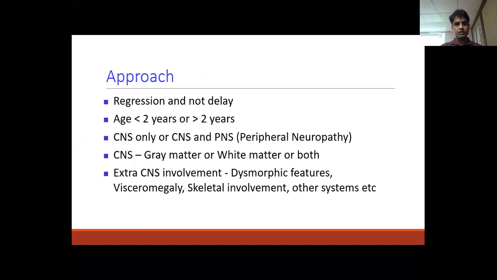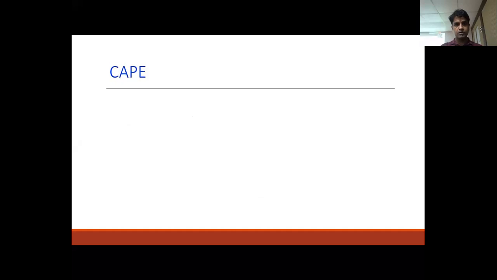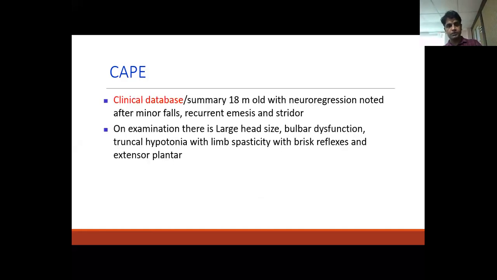Now, this sort of format will help in coming to a conclusion. An acronym for that will be CAPE. So what is the clinical summary? First, this is a clinical database or clinical summary after the history and examination. In summary, we have an 18-month-old child with neuroregression noted after minor falls, recurrent emesis, stridor. And then you summarize your examination findings.